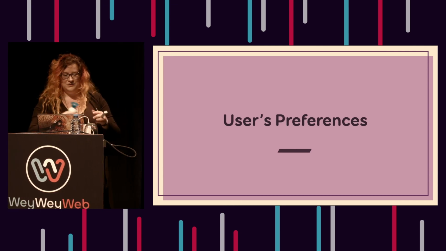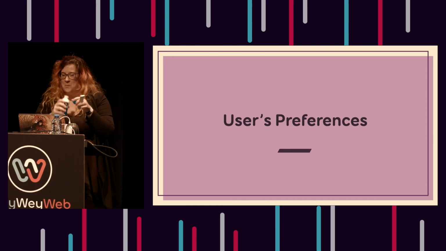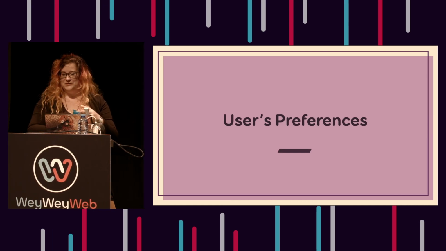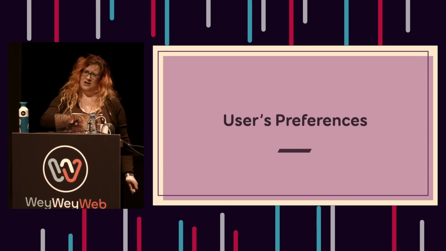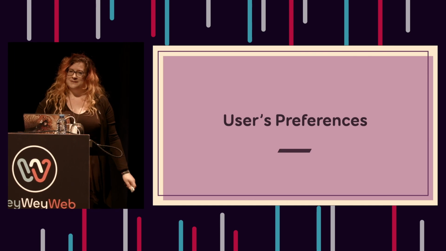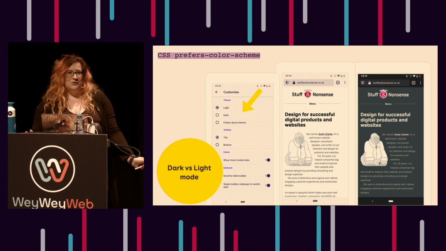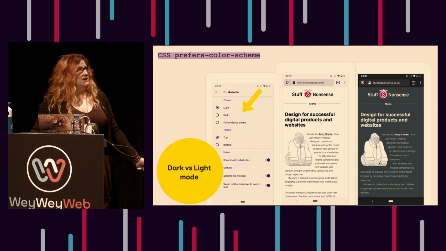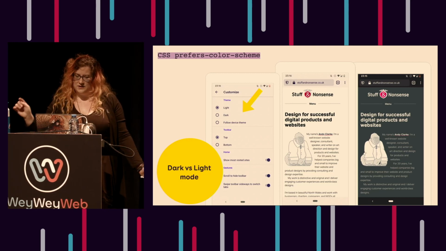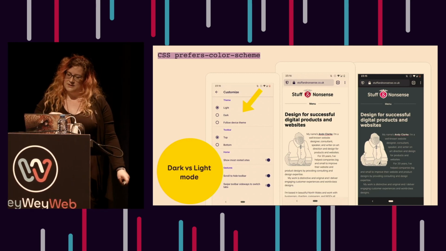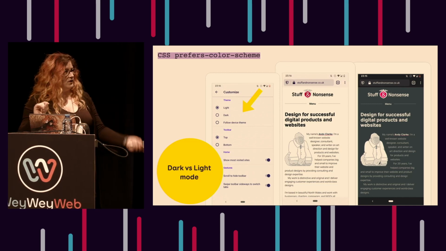Okay, let's talk about user preference. Now it's becoming fun. So, you design the perfect stuff, but the user can enable or disable a couple of options in their operating system that you might need to take into account. The most well-known is dark mode. This has been around for a while. In CSS you use prefers-color-scheme, and you can detect if the user has dark mode at operating system level or at browser level.